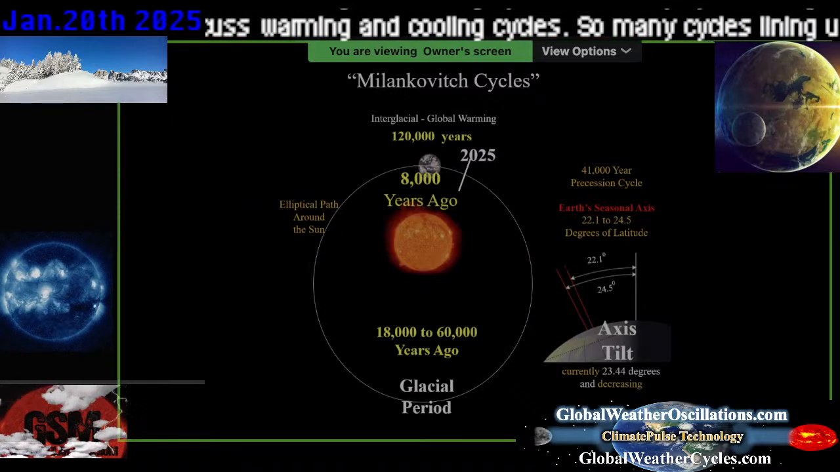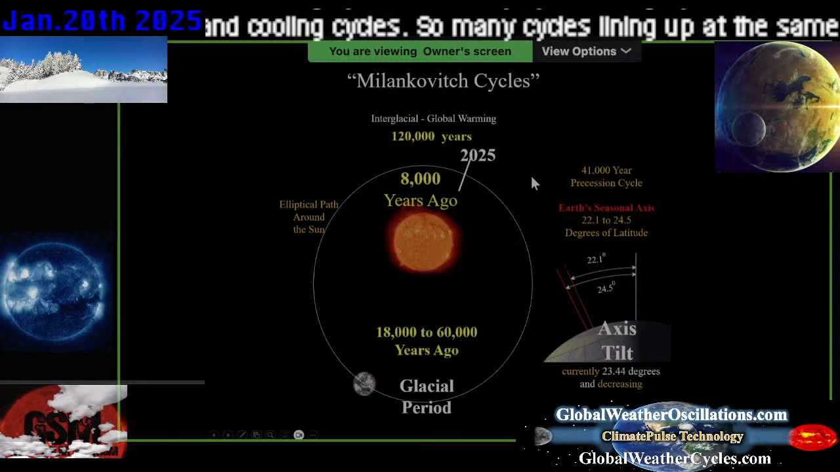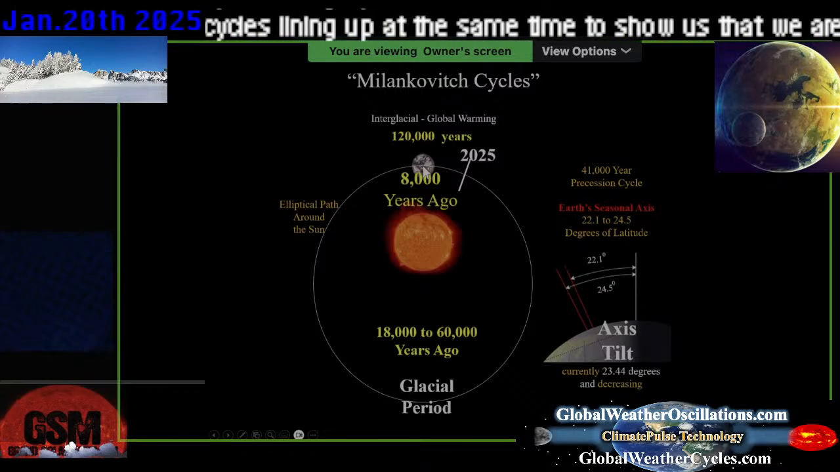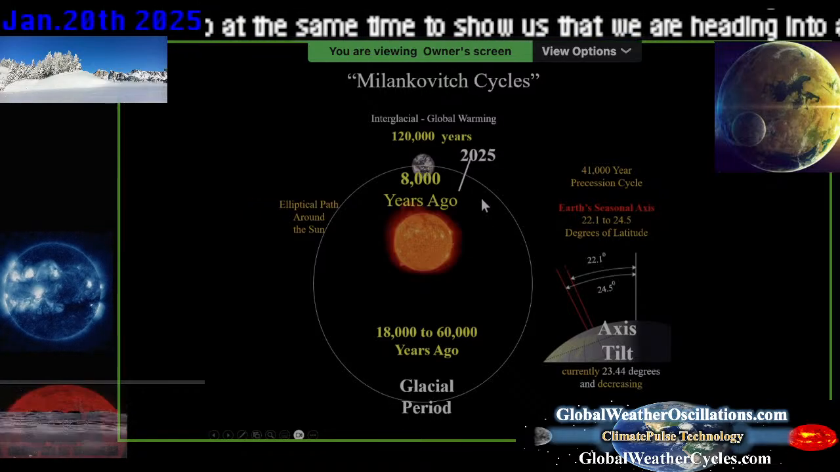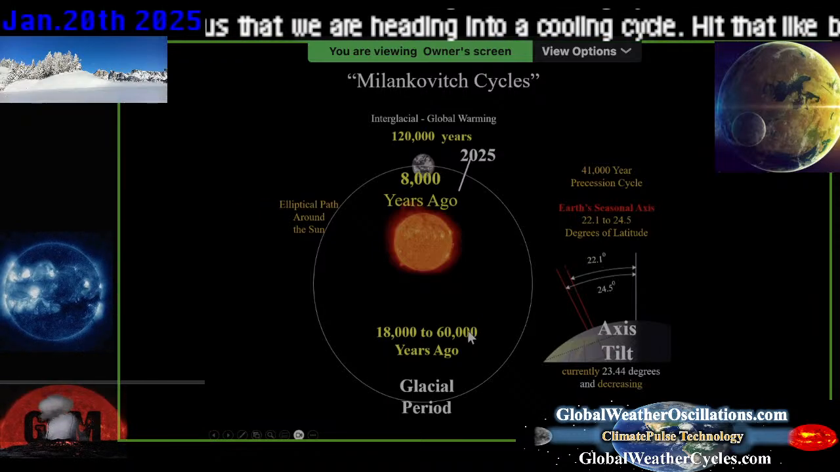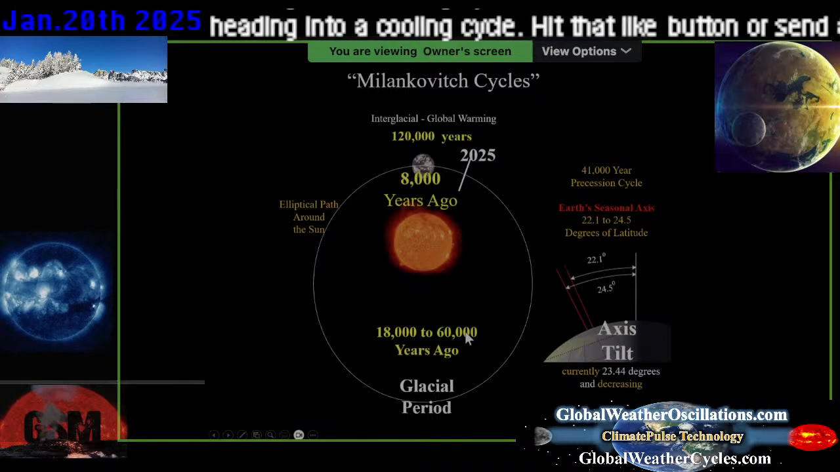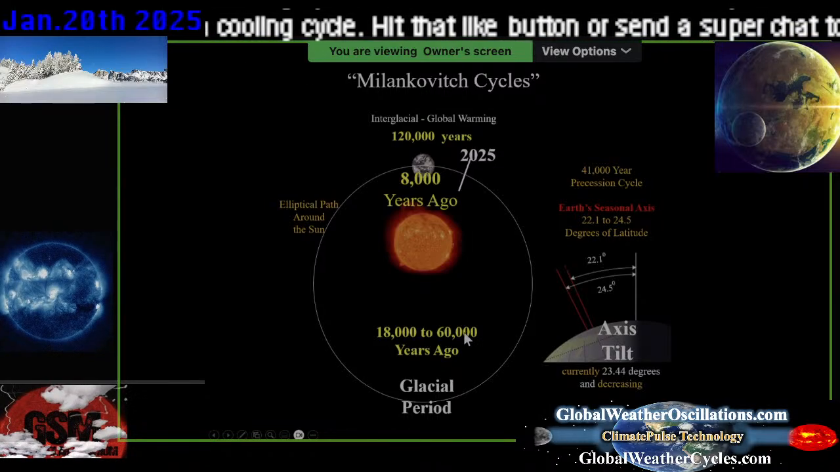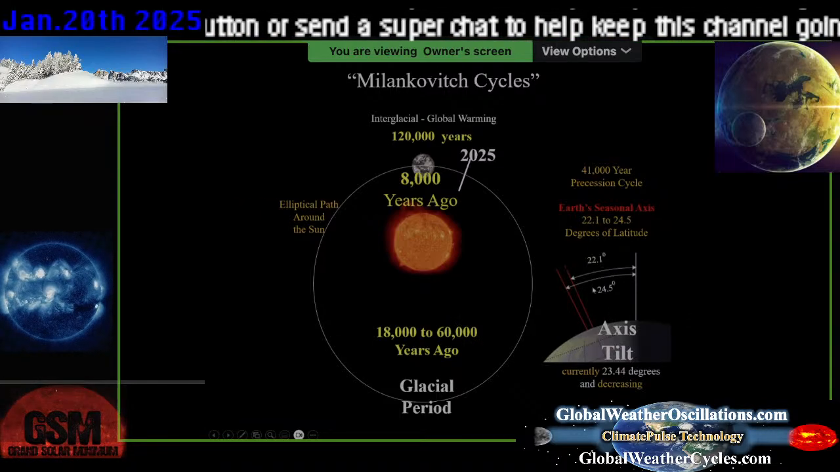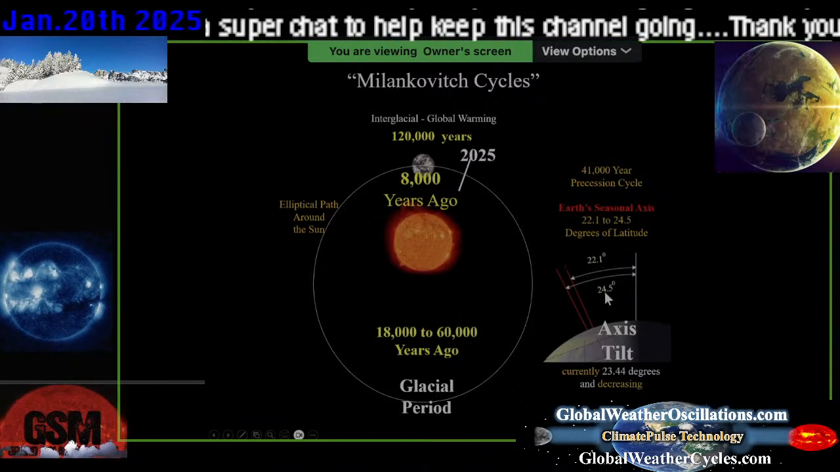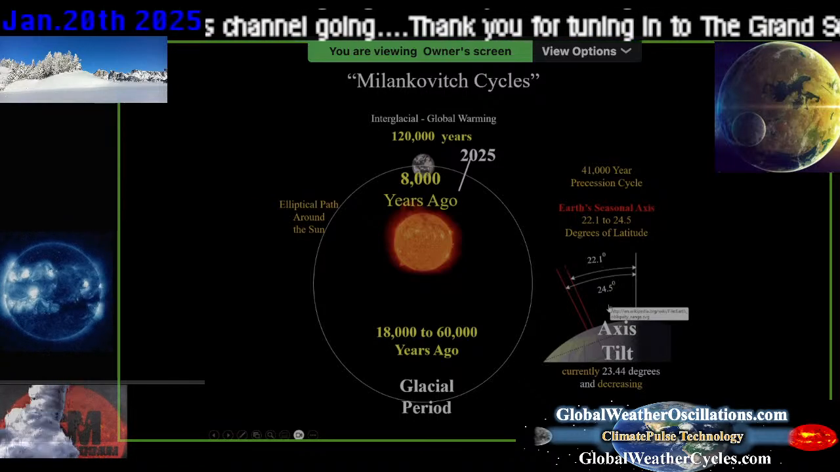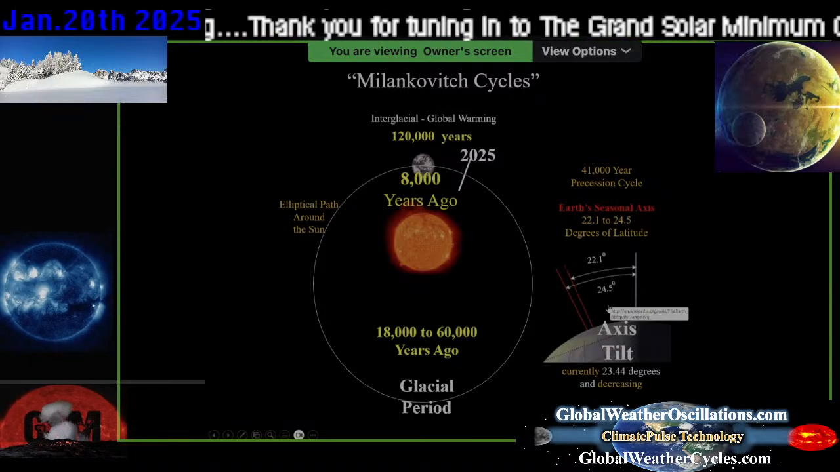But the overall path changes over the course of time. About every 18 to 60,000 years, we swing out further away from the Sun, thus cooling us down. We enter a glacial period. Right. That's what we do. And at the same time, the tilt axis of the Earth changes from 22.1 to 24.5 degrees. That's every 41,000 years.